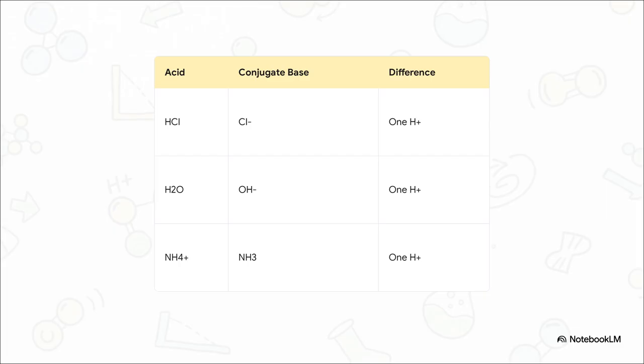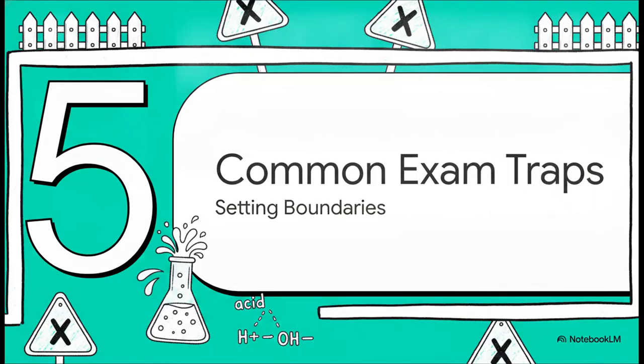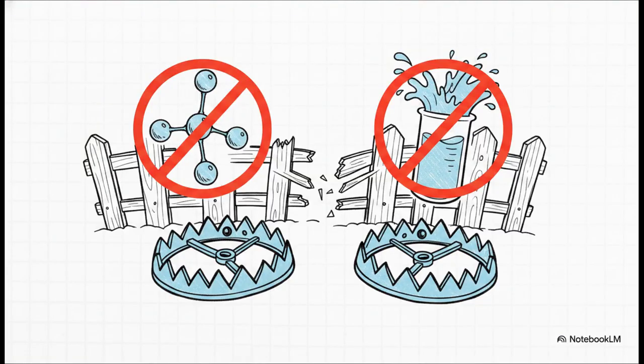When you are prepping for your exams, keep an eye out for molecules that look almost identical, except one has an extra hydrogen proton. Moving into Section 5, avoiding common exam traps, we are setting up some boundary markers. Look, I don't want you losing easy points over silly things, so it's time to place some clear boundary markers to protect you from the most common misconceptions.